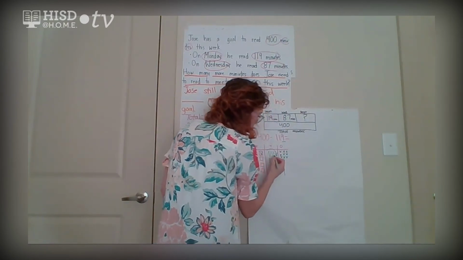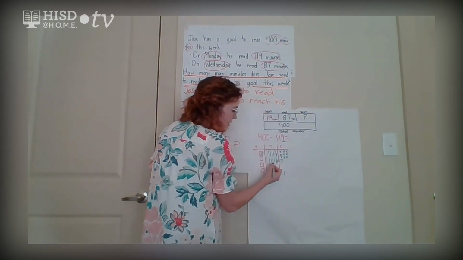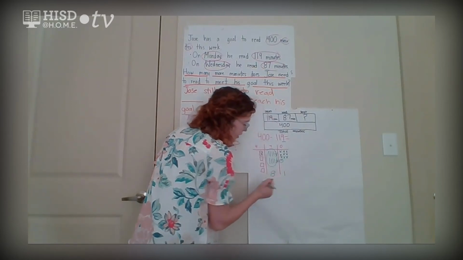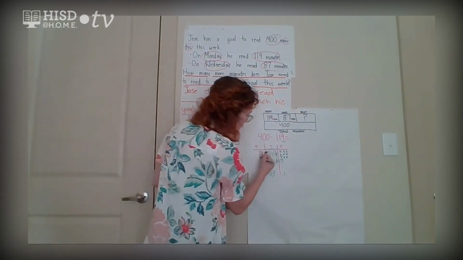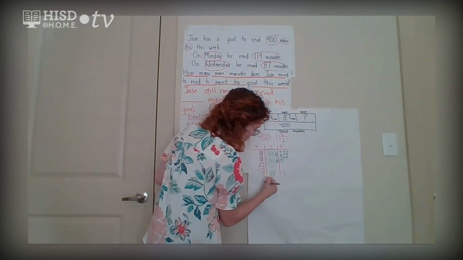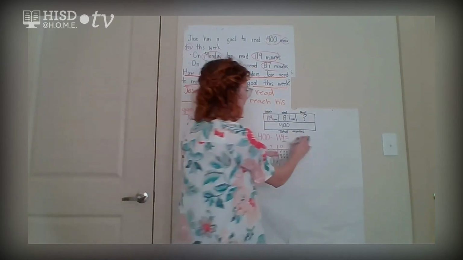1, 2, 3, 4, 5, 6, 7, 8. I have 8 tens. And then I'm subtracting 100. I have 200 left. 281 is what it looks like.